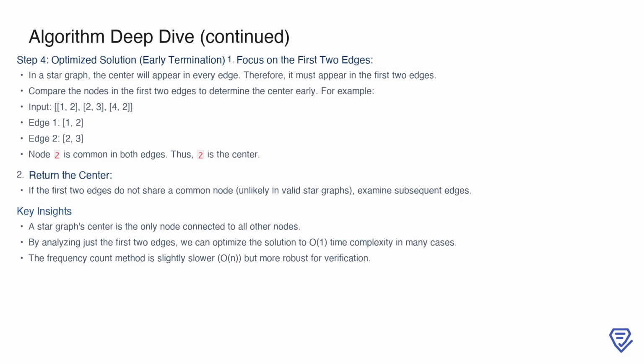This approach significantly reduces computation time, as we don't need to process all edges or count frequencies. If the first two edges do not share a common node, which is highly unlikely in a valid star graph, we can examine subsequent edges. This method provides an optimized solution with O(1) time complexity in many cases. The key insight here is that the center node is the only node connected to all others, so it must be part of the first two edges.